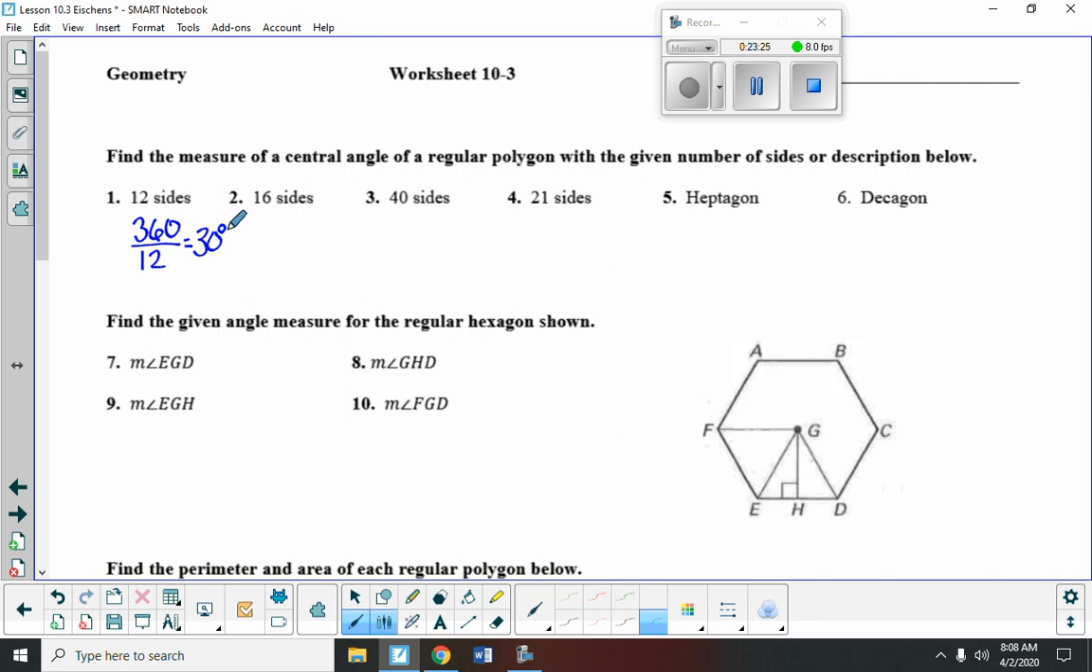In this next one, we have a hexagon, and we have to find different angles here. So it says find the measure of angle EGD. EGD would be this whole thing. So we would take 360 divided by 6 sides, which means each of the central angles would be 60 degrees. So then this would be 30. And from there, you can fill out these answers.